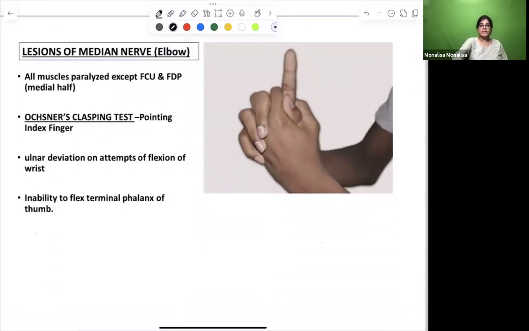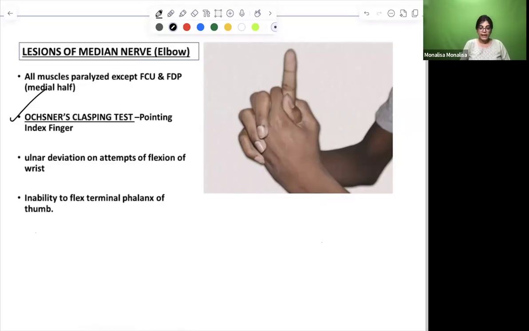So my dear students, let me show you a few clinical aspects. Basically, most of the muscles of the forearm and the lateral part of FDP and FPL, that means the flexors of the thumb and of the index finger, are all supplied by the median nerve. If you tell the patient to clasp their hands or make a fist, the index finger stays straight. This condition is called Ochsner's clasping test, pointing index finger.